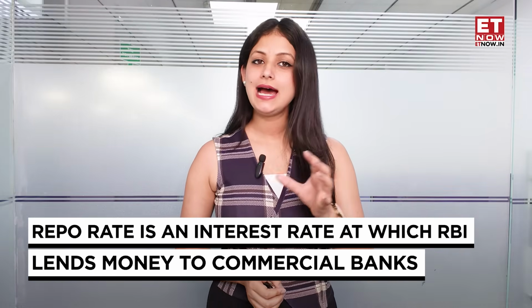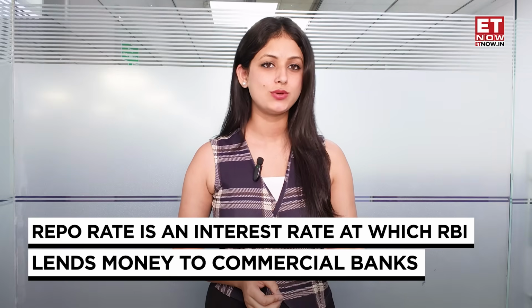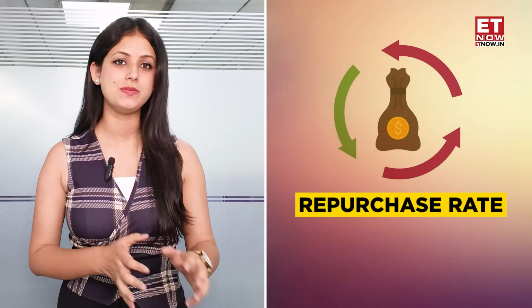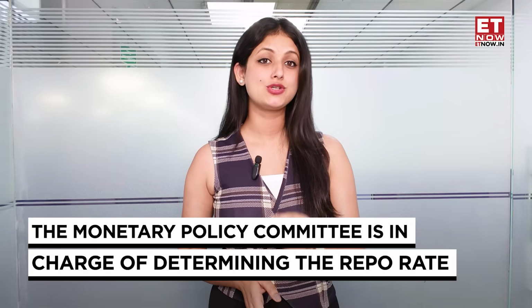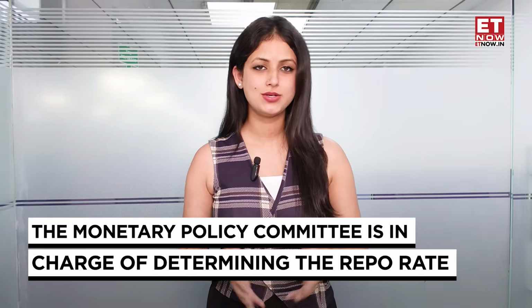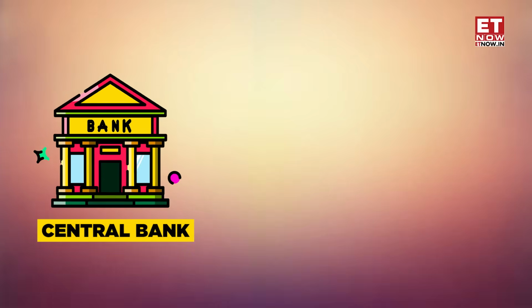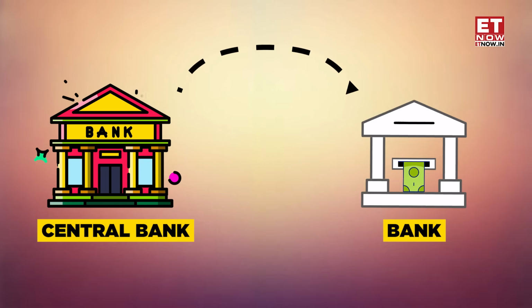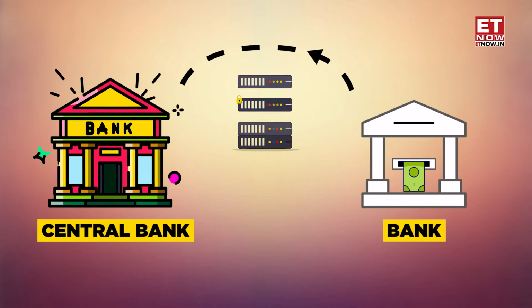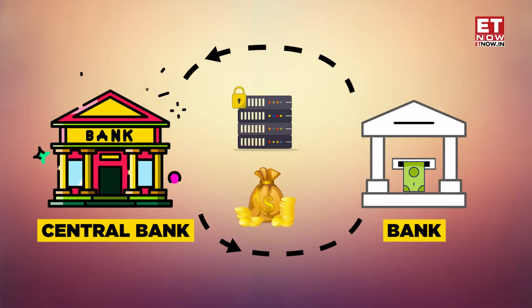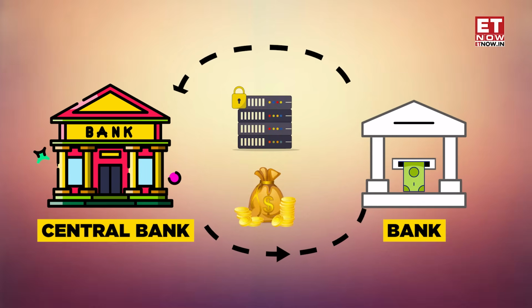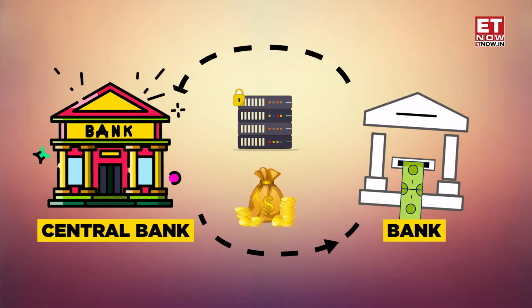First things first, repo rate is an interest rate at which RBI lends money to commercial banks, also known as repurchase rate. It is set by the Reserve Bank of India. In India, the Monetary Policy Committee is in charge of determining the repo rate. So how does it work? When banks need funds, they borrow money from the central bank by offering government securities as collateral. The banks agree to repurchase these securities at a later date for a higher price, which also includes the interest.